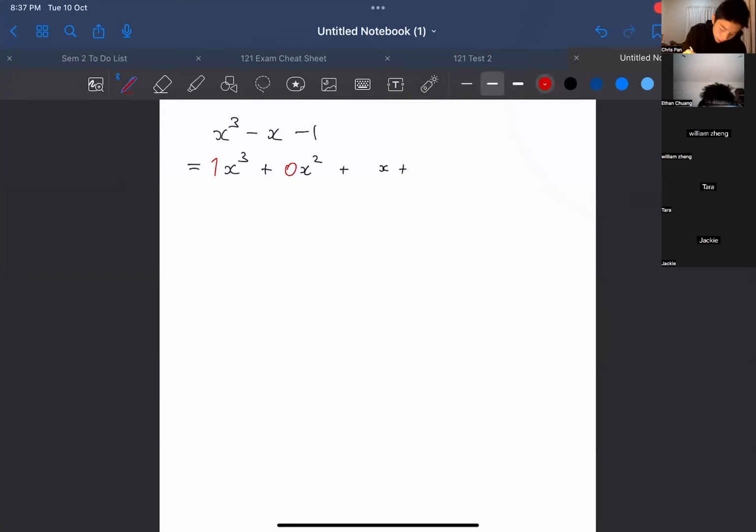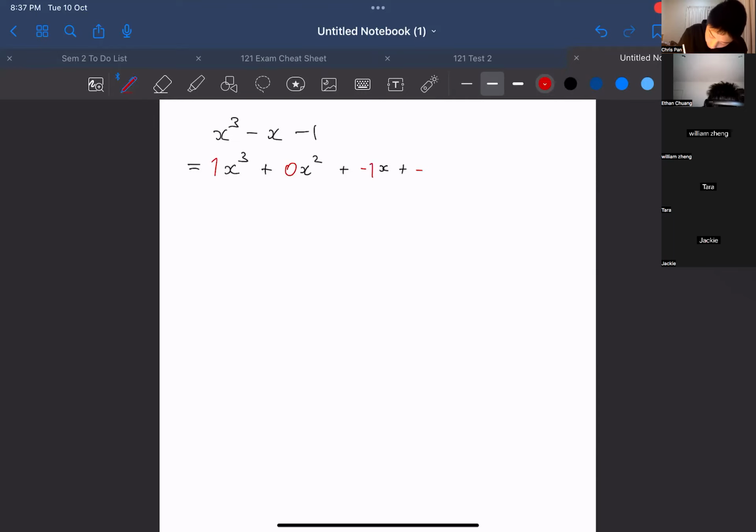So be very careful here. There's actually a 0 in front of the x squared. So the coefficient for x squared, or the b term, is 0, then minus 1, and then minus 1. So here are our coefficients.